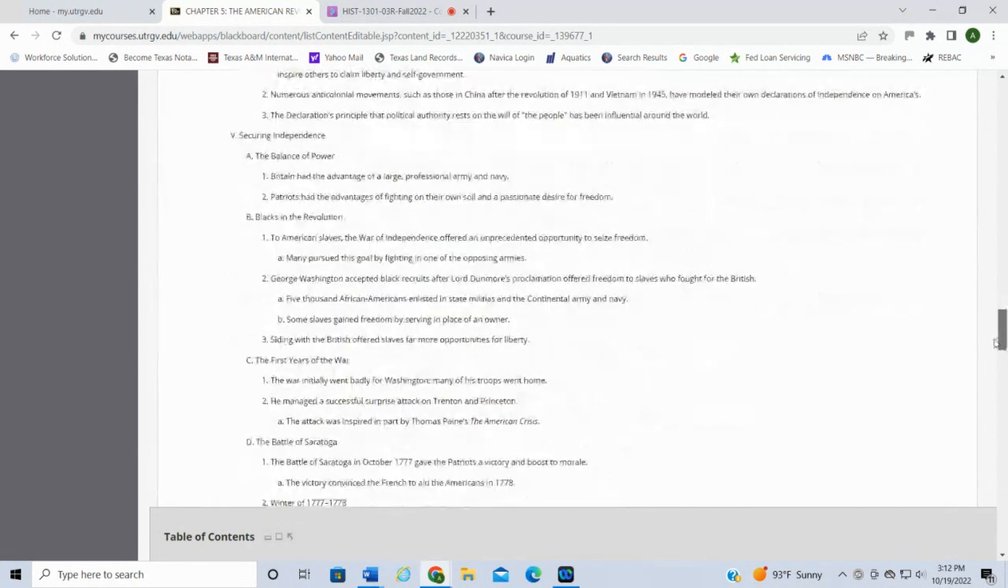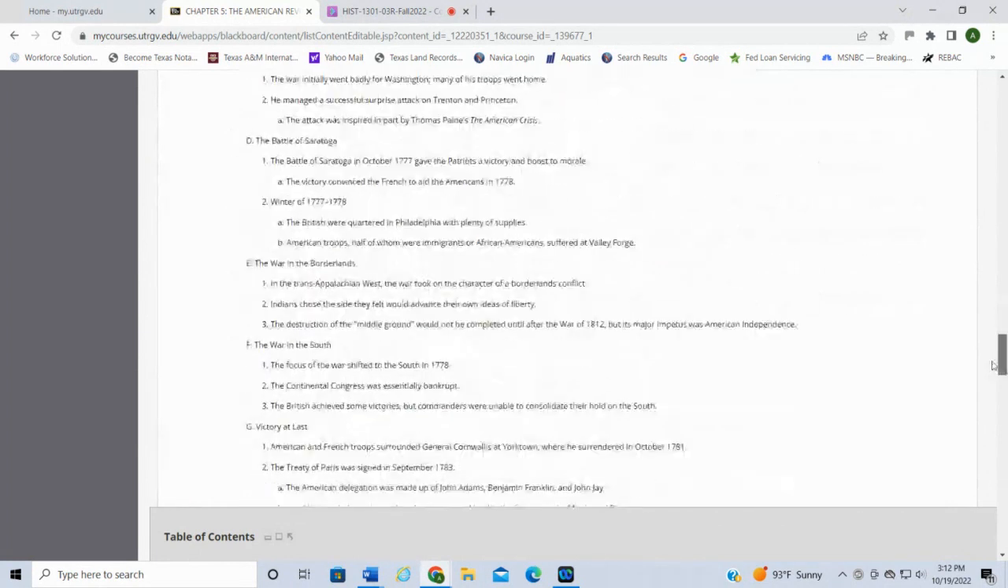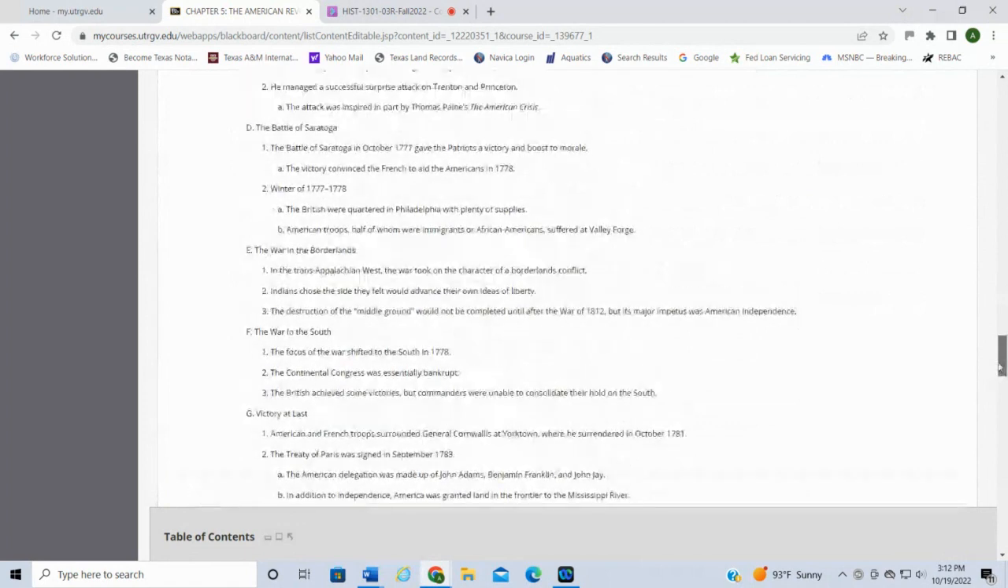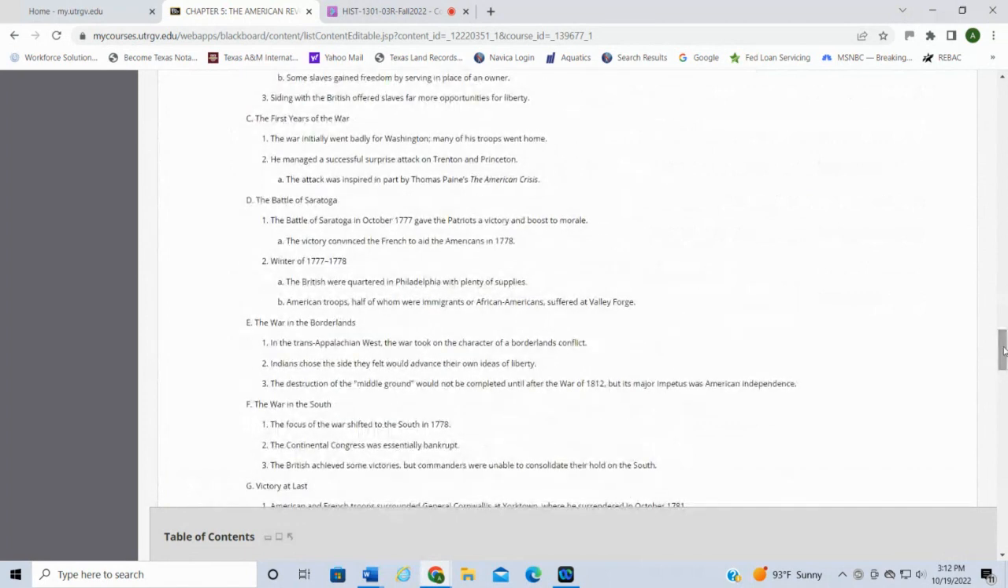Okay, so really quickly, I want to go through the last point, because I think we can sum up the war really quickly. So the war initially went bad for Washington. Many of his troops went home, but he was able to launch a surprise attack on Trenton and Princeton in New Jersey. This of course was his famous crossing the Delaware, right? That's the famous painting where he's standing in the boat, right?